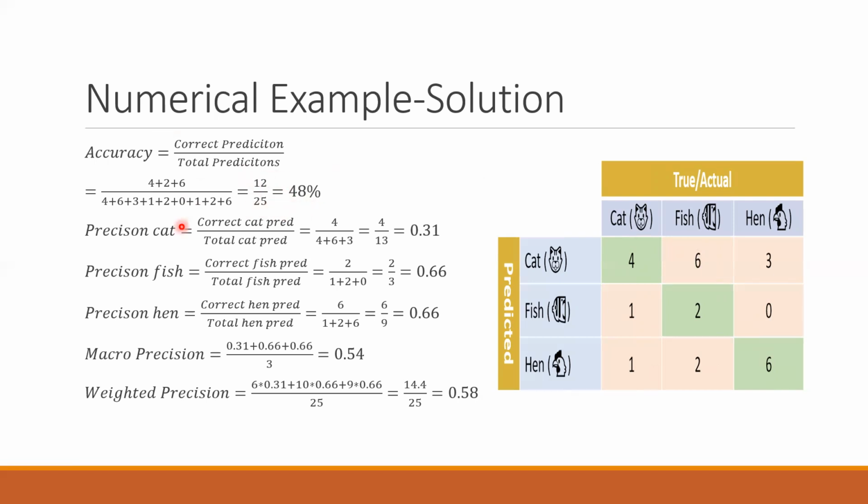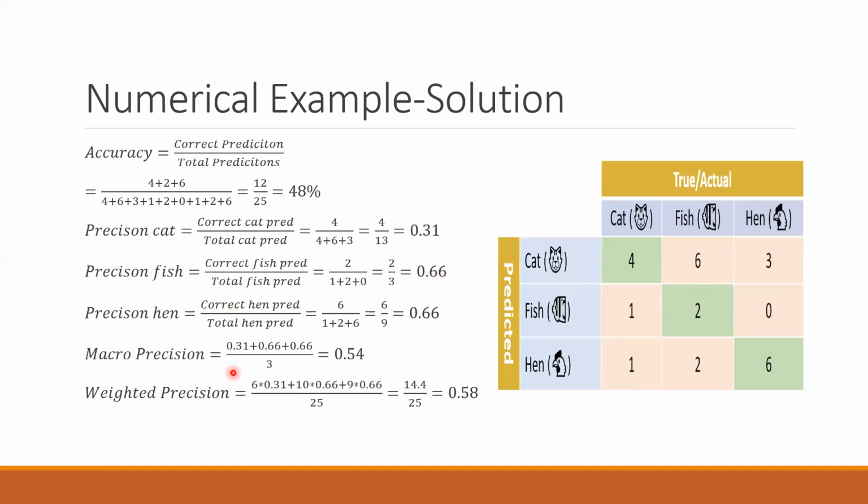So 12 by 25 is 48%. So accuracy is 48%. Now if you want to calculate the precision of cat, correct cat predictions are 4 divided by total cat predictions, which are 4 plus 6 plus 3. When you're doing the prediction, you are going to check this row, right? Even if you are doing the wrong prediction, but you are saying something as a cat, it will be counted for 4 plus 6 plus 3. That will be the denominator. 4 by 13 is 0.31. Similarly, precision for fish: correct fish are 2, but 1 plus 2 plus 0, 3 will be in the denominator, 0.66. Similarly for hen.